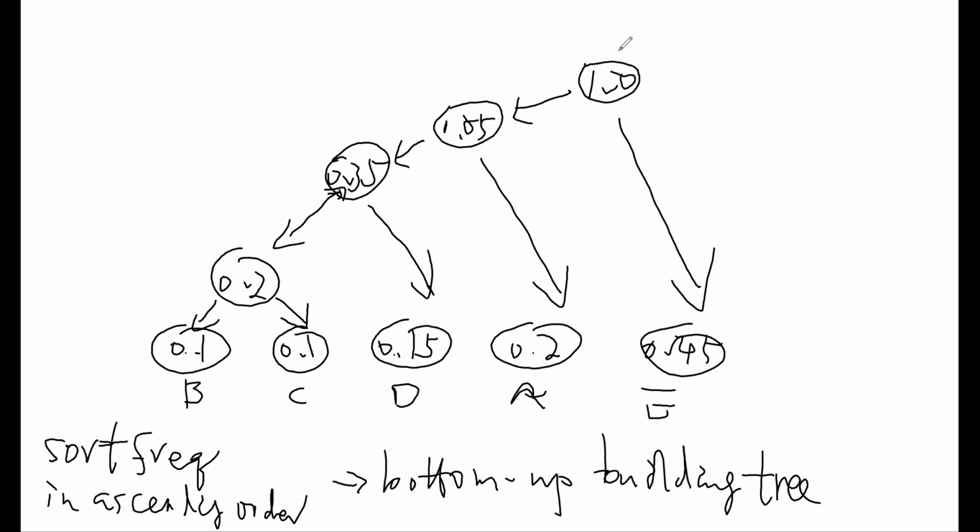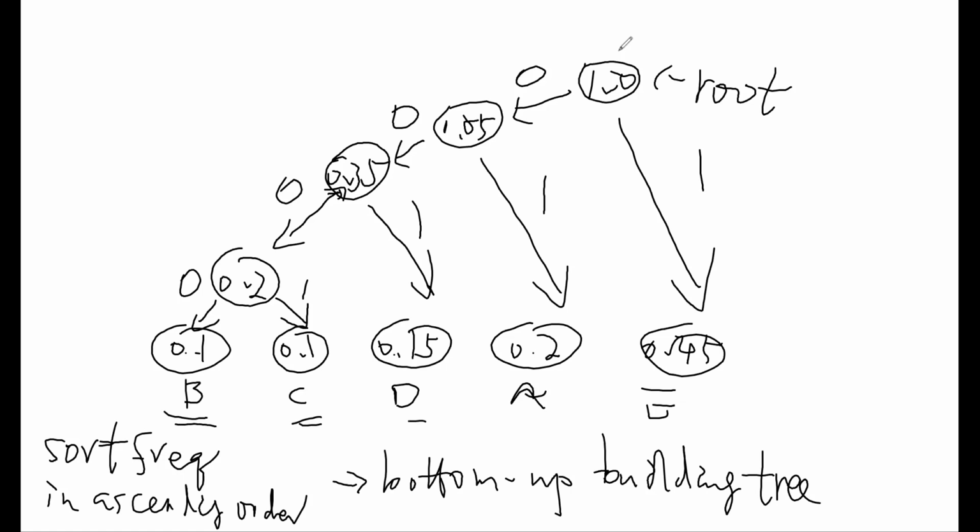And then what we are going to do is start from the root node. If the branch goes to the left, I assign it 0. And if the branch goes to the right, I assign it 1. So I have this tree in which each of the branches is also represented as 0 or 1, and then I will have the code for each of the letters.